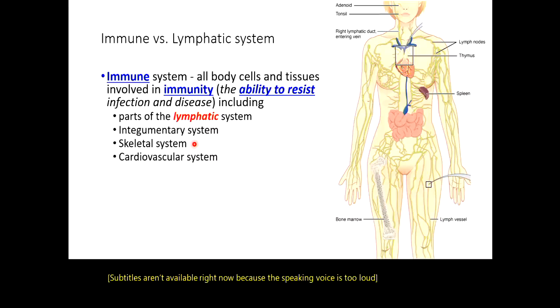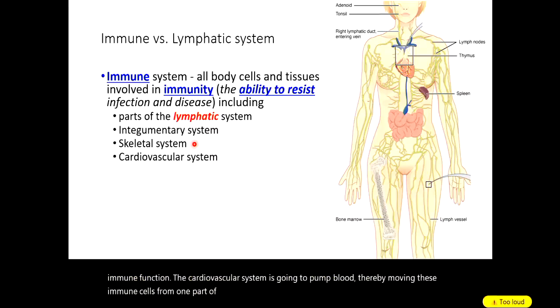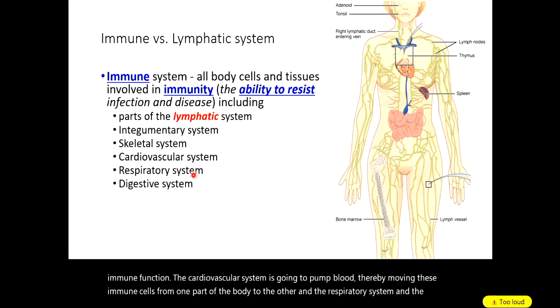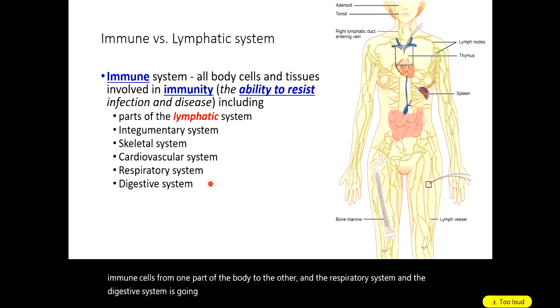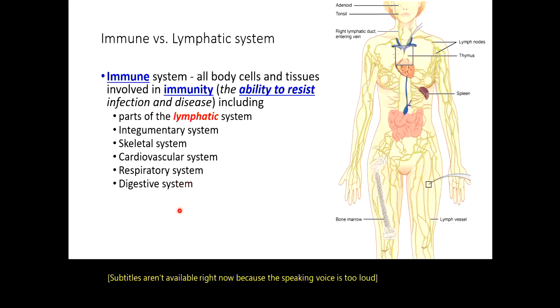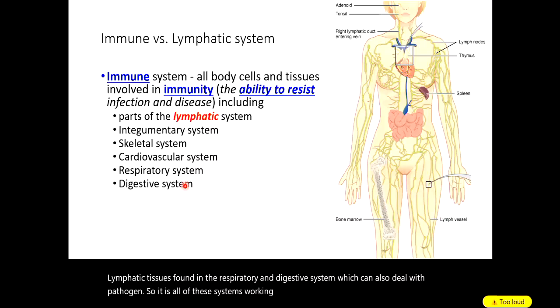The cardiovascular system is going to pump blood, thereby moving these immune cells from one part of the body to the other. And the respiratory system and the digestive system are going to encounter pathogens based on what you're breathing in, and what you eat, right? So there are these lymphatic tissues found in the respiratory and digestive system which can also deal with pathogens. So it is all of these systems working together which form the immune system.